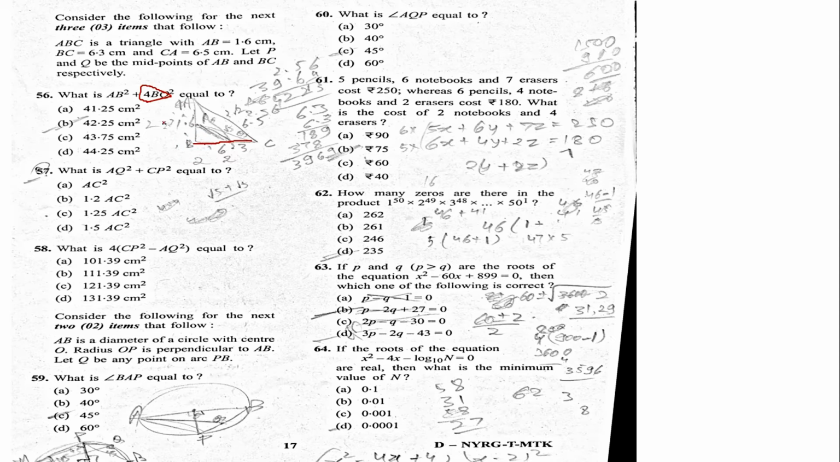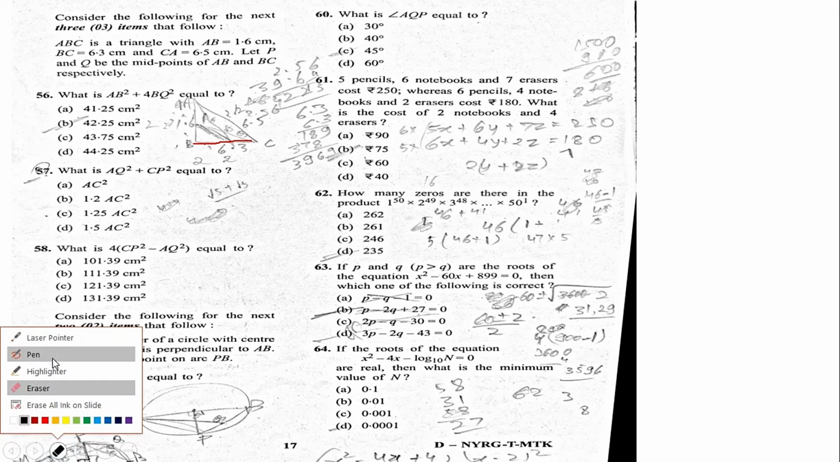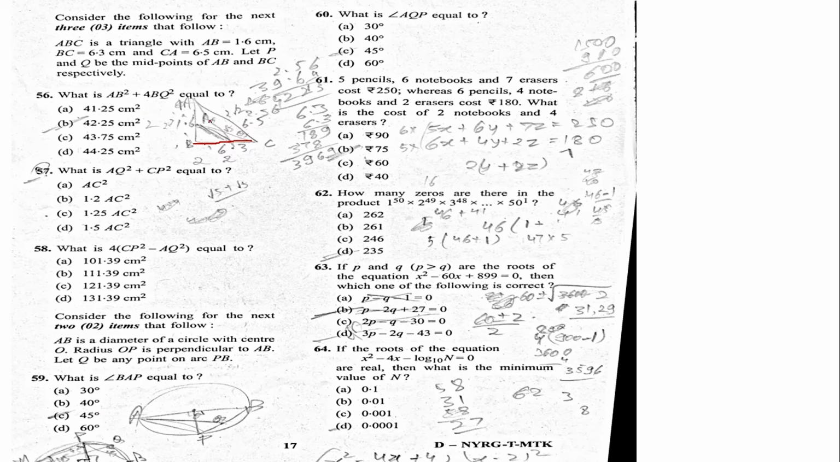So this question can be rephrased into AB square plus BC square, but it is not directly given there. The answer will be the same in both cases. So the area will be AB square plus BC square. AB is 1.6 and BC is 6.3, so the sum of these two will be 42.25 centimeter square. So this is the right answer.